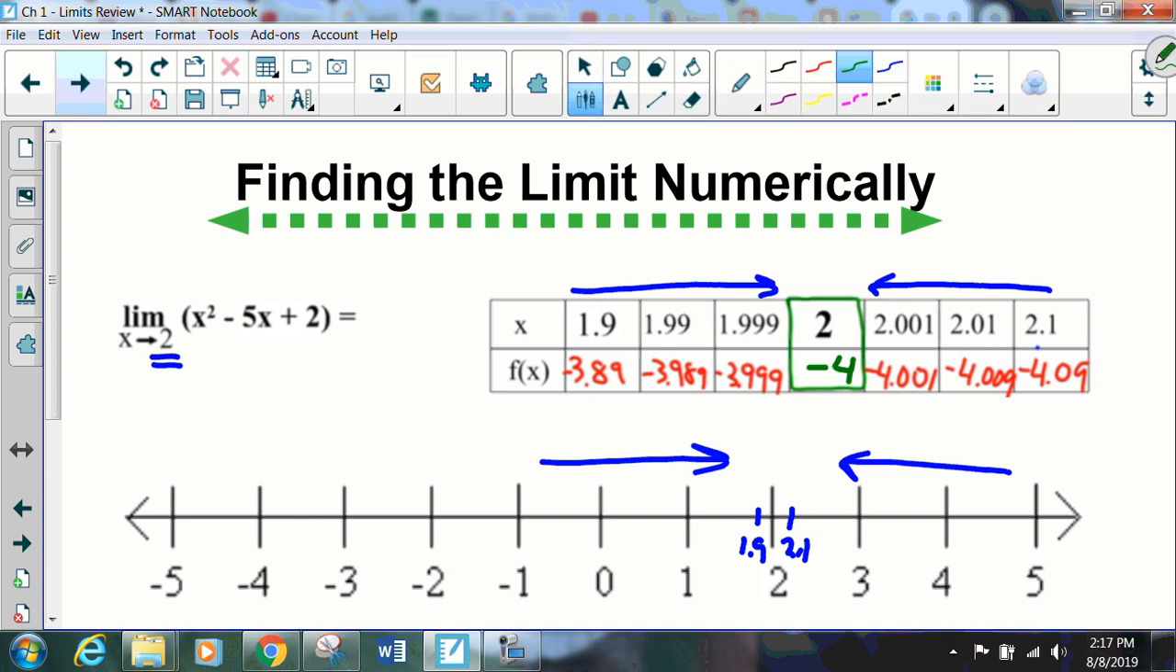Now, we've seen the movie, we know how it ends. We do know that you can just plug 2 in and get the limit of -4. But sometimes you're going to look at a function where the only way to find the limit is numerically. And so it's really important to understand this method for finding the limit.